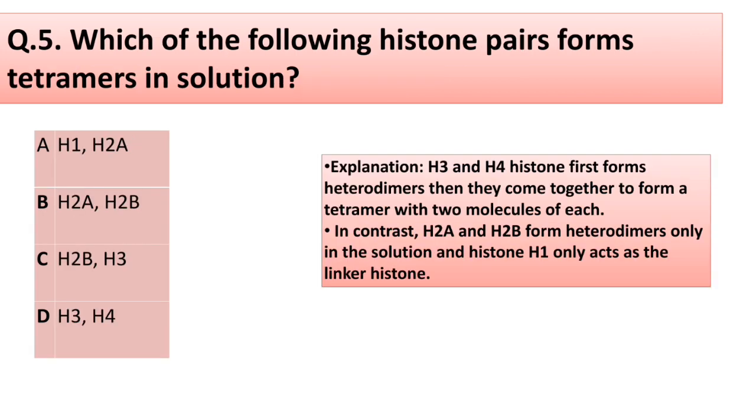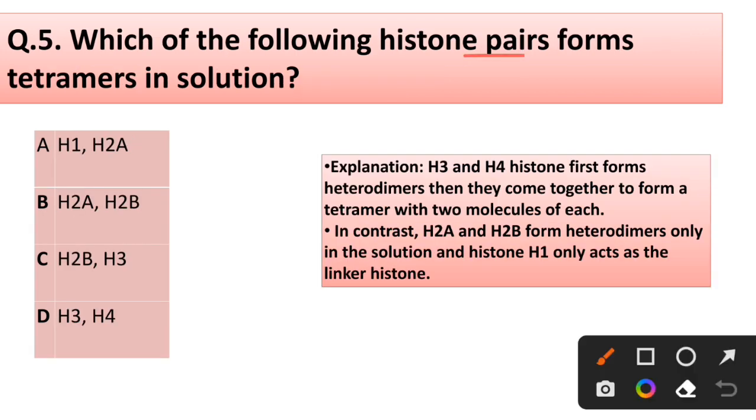histones. Question 5. Which of the following histone pairs form tetramers in solution? H1 H2A, H2A H2B, H2B H3, H3 H4. Correct answer is option D, H3 H4. H3 and H4 histones first form heterodimers, then they come together to form a tetramer with 2 molecules of each. In contrast, H2A and H2B form heterodimers only in solution, and histone H1 only acts as a linker histone.